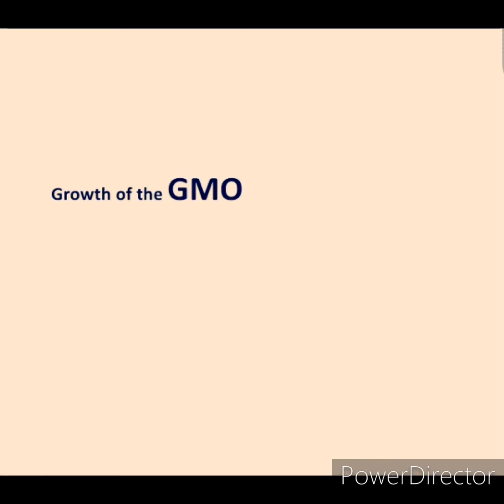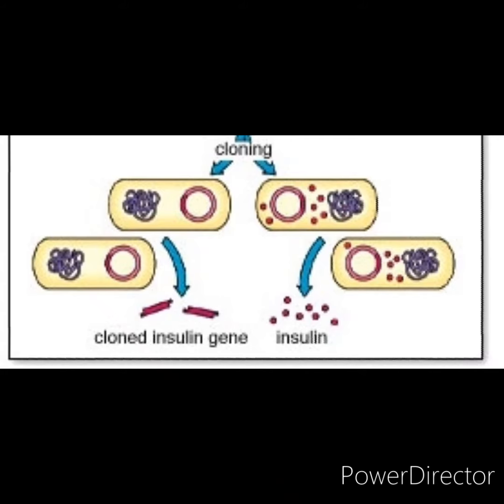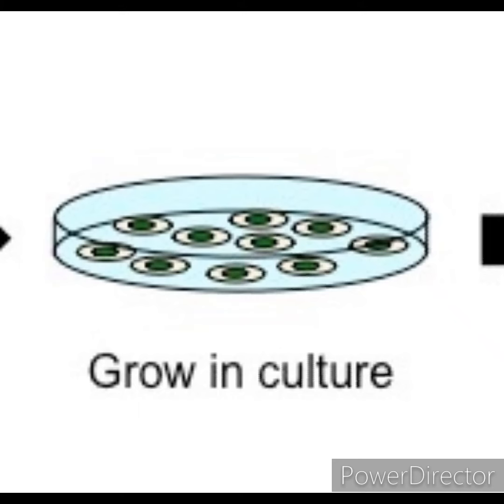The fourth step is the growth of the GMO. The GMO, meaning genetically modified organism, is provided with a suitable culture medium for growth to give as many copies of the gene of interest as needed.